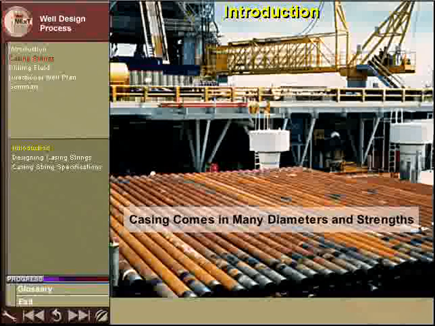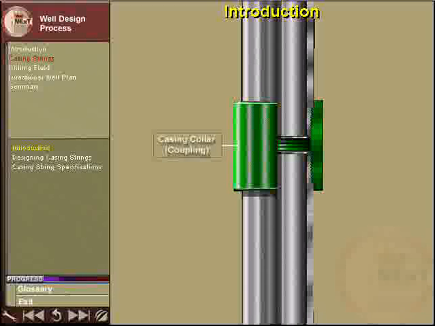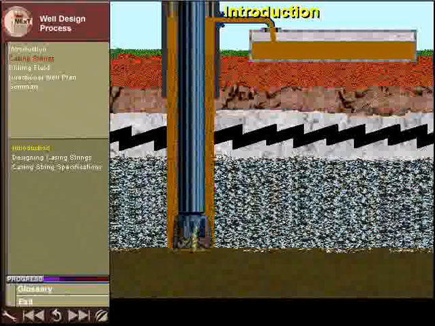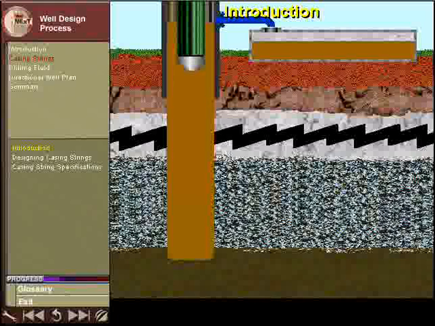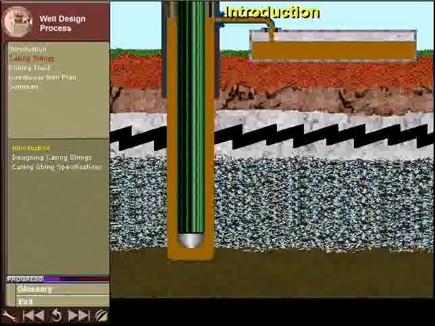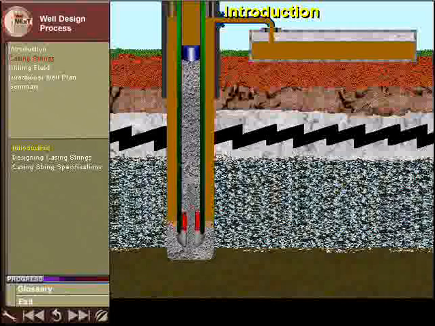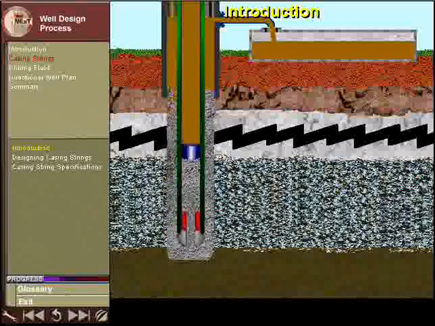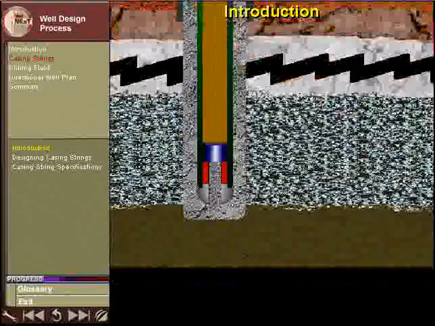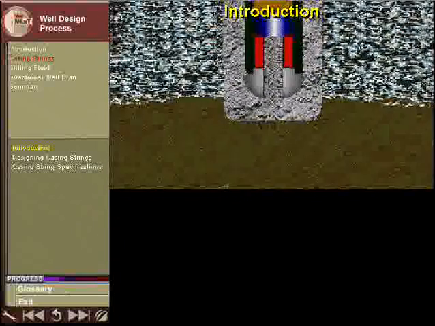There are many different diameters and strengths of casing available. Each joint of casing has a screw-threaded connection on either end. The individual joints of casing are screwed together. Each section of hole is drilled, and then the casing string is run. After this, the casing string is cemented into place. Once the cement has set, the next section of hole is drilled.